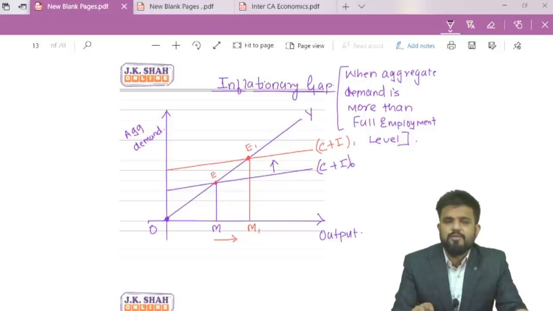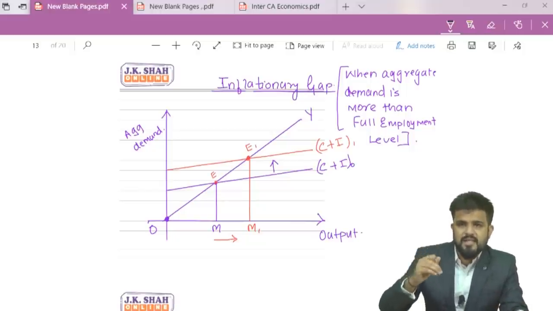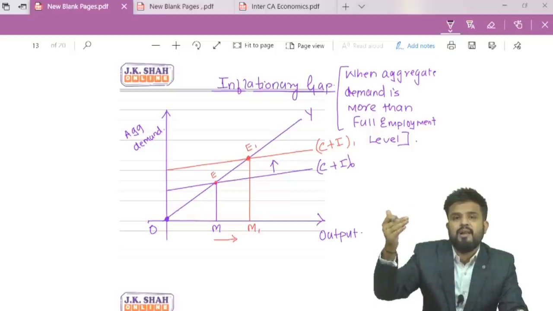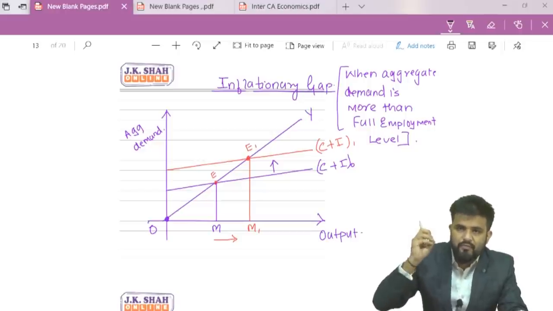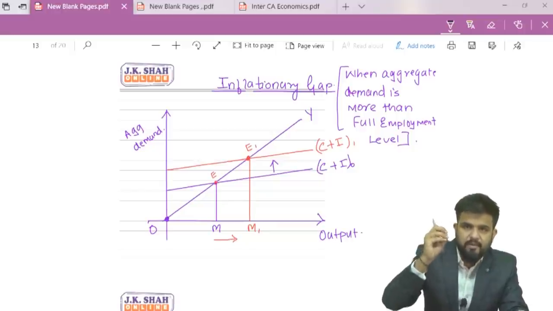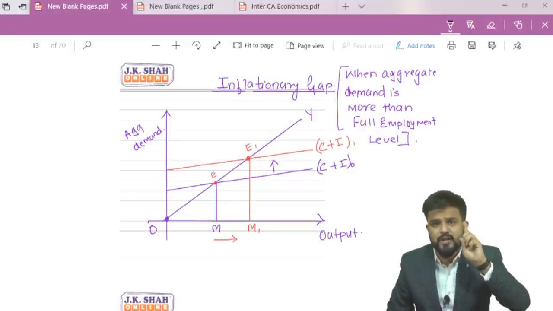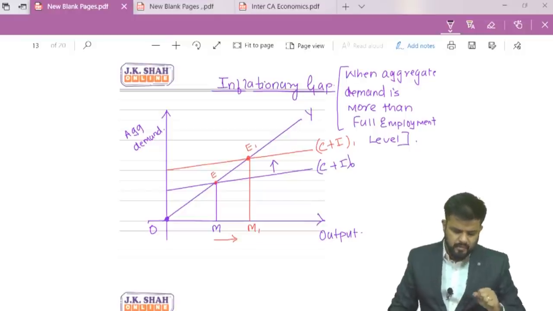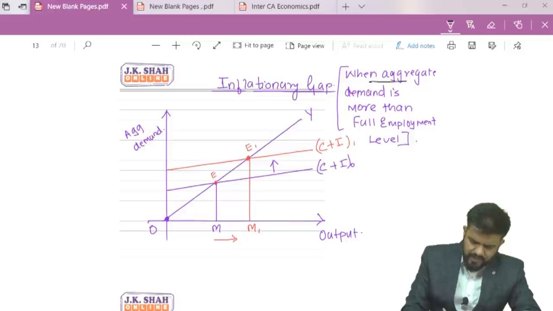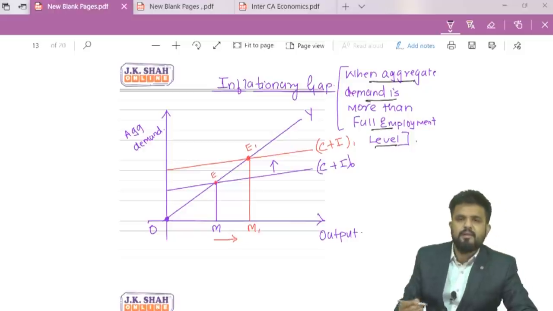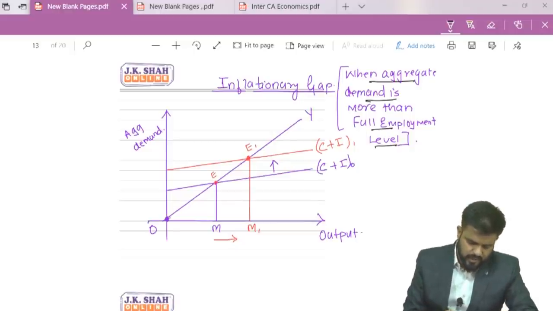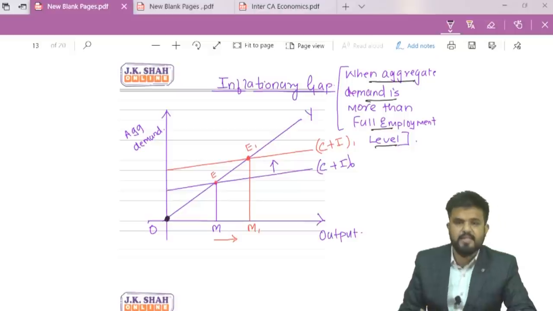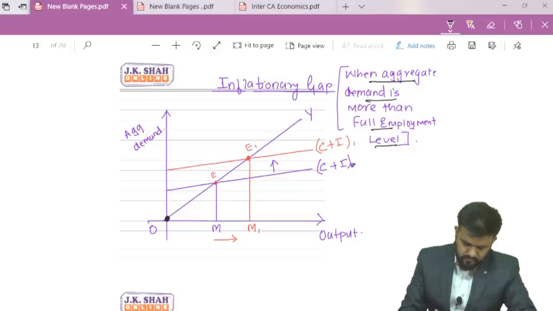So exactly the opposite, we need to say, when aggregate demand is more than full employment level, higher than full employment level, price will go up. Aggregate demand will shoot up. And along with that, country's output, country's GDP will also increase. Always remember, inflation and GDP, they have a direct relation. So, when aggregate demand is more than full employment level, why is your income line starting from the origin? Then I have taken C plus I. This is C plus I 0.